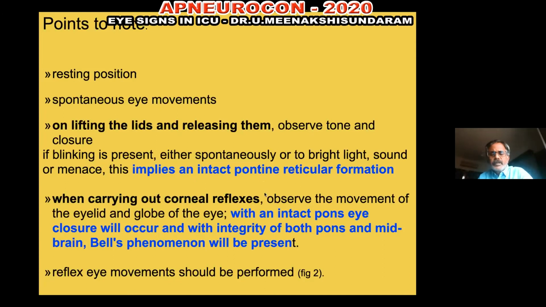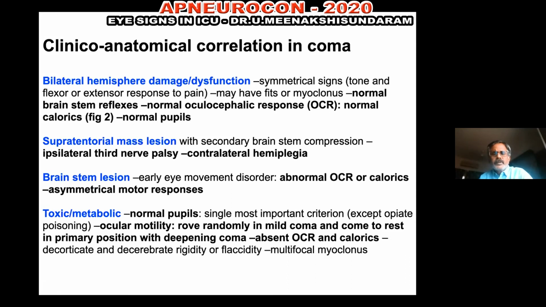When carrying out corneal reflexes, it's important to observe the movement of the eyelid and the globe of the eye. With an intact pons, eye closure will occur. You need the unit and intact pons for that. And with integrity of both pons and midbrain, the Bell's phenomenon will be present. If there is a Bell's phenomenon, then we know that the pons and midbrain reticular formation are intact. The reflex eye movement should always be performed. There's a clinical anatomical correlation. We have seen this before. I'll probably skip this slide.